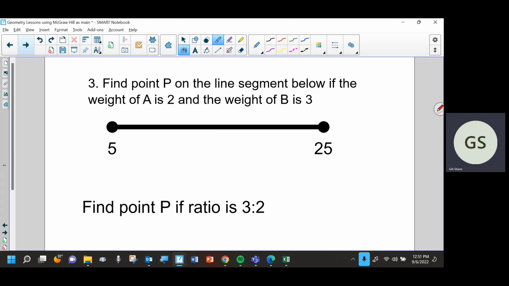If I want to find the point on the line with a ratio of 3 to 2, first of all, what does that 3 to 2 mean? What do I know about the point that I'm going to put on there? There's something I should know.